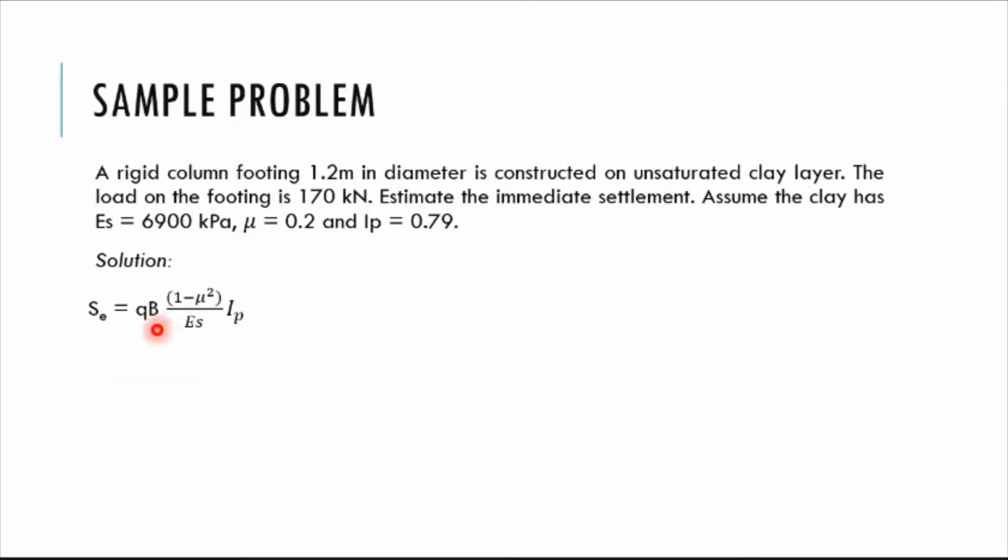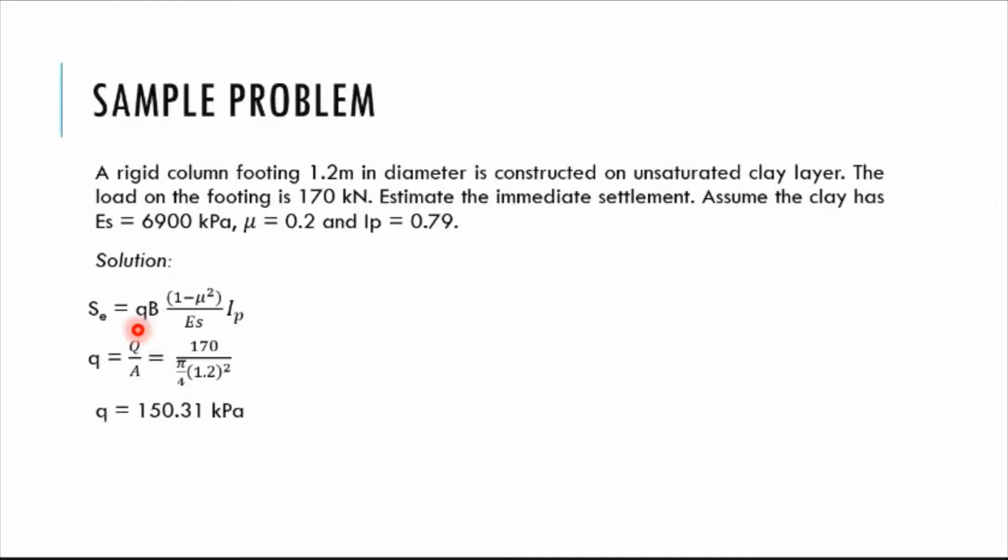But we can solve for Q, as we all know that Q is equal to P over A, or the force over the area of the foundation. So the force is equal to 170 kilonewton over the area of the foundation. It's a circular footing with given diameter, so pi over 4 times 1.2 meter squared. Q will be equal to 150.31 kPa.